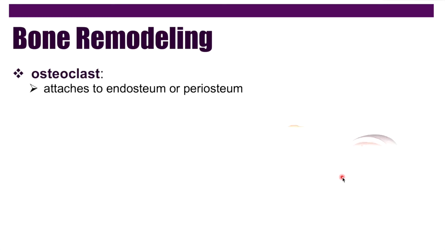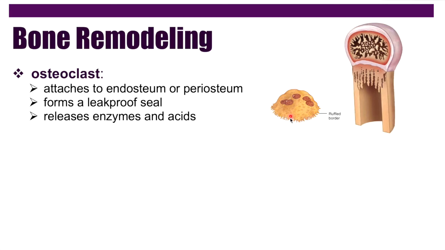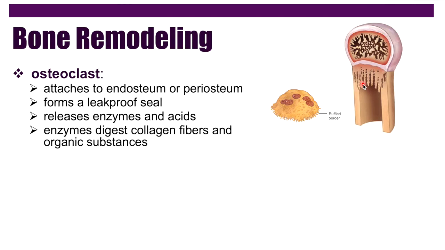During the process, the osteoclast attaches tightly to the bone surface at the endosteum or periosteum and forms a leak-proof seal at the edges of this ruffled border. It then releases enzymes and several acids into the sealed pocket. The enzymes will then digest collagen fibers and other organic substances, while the acids dissolve the bone minerals. This removal of minerals and collagen fibers from bone by osteoclasts is termed bone resorption.